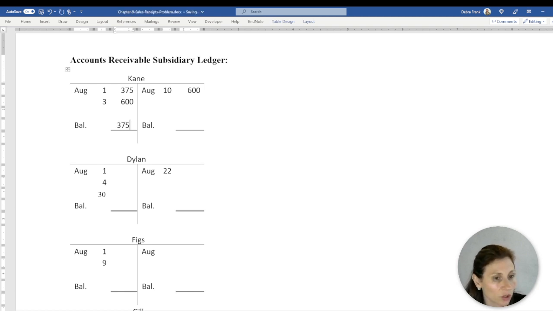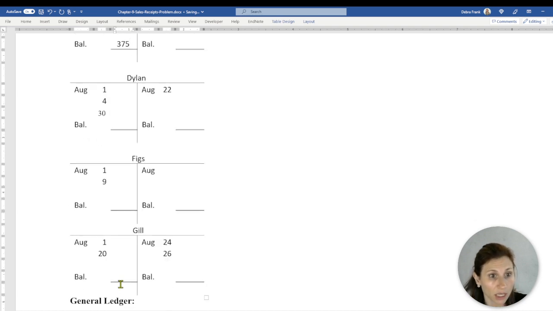Okay. So you're going to go ahead and do that for Dylan, for Figs, and for Gil. And then we're going to return and we're going to finish our general ledger for the accounts receivable.